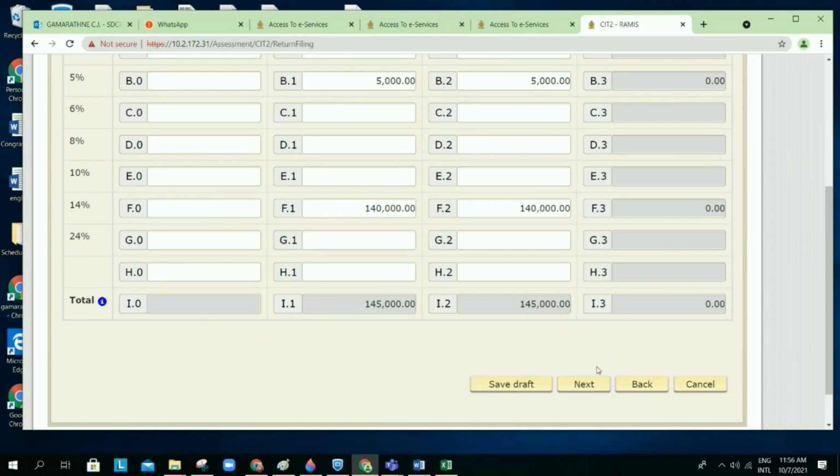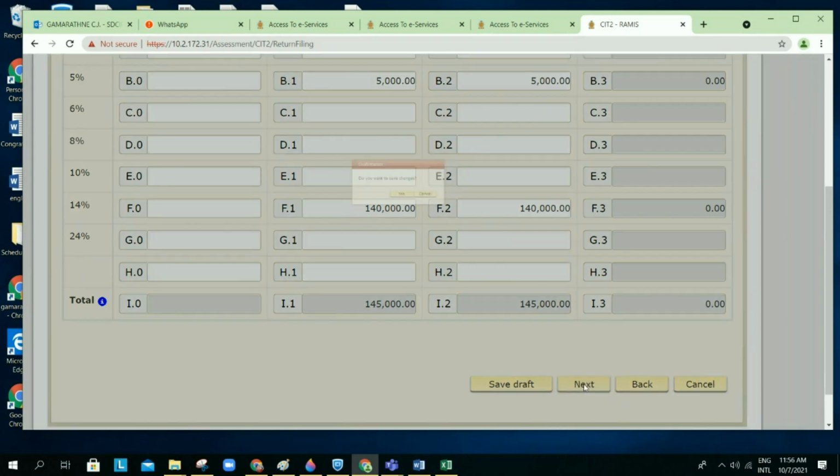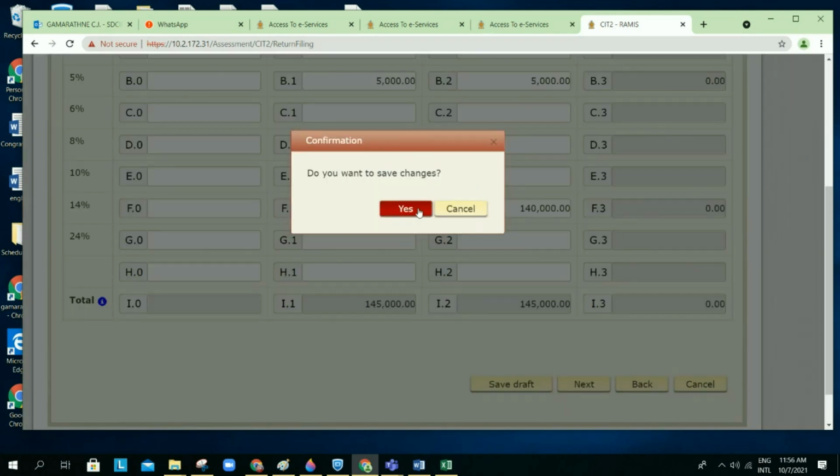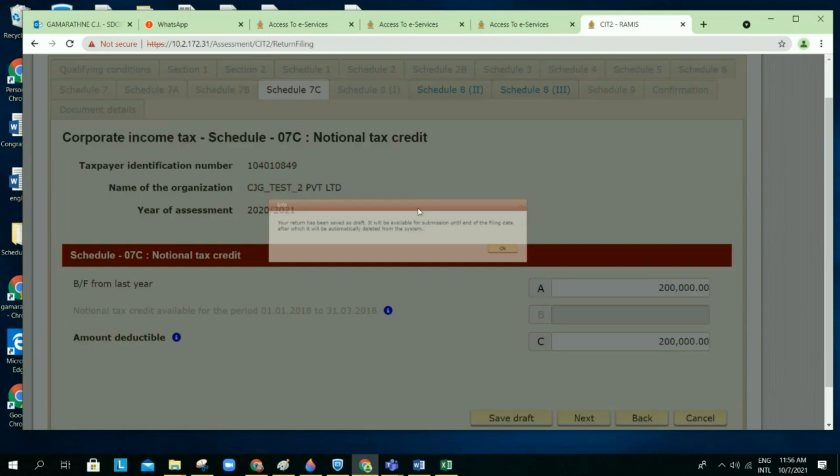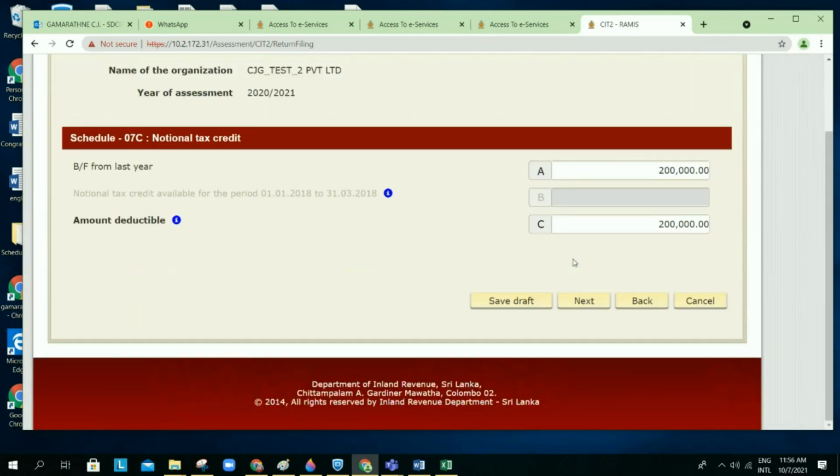Then I will move to the next schedule, the notional tax credit schedule. If you have a notional tax credit, it cannot be carried forward further. It can only be claimed up to 2021 as per the transitional provision. Therefore, you have to enter it here and you can claim. Otherwise, this credit will expire.